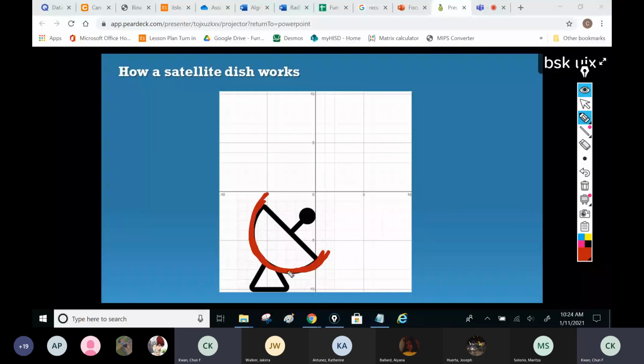So if you have one of these at home for DirecTV or whatever, try not to mess with it. If you hit it really hard with a baseball bat or something and there's a dent, it doesn't pick up signal really well. All right, so that's kind of how a satellite dish works.